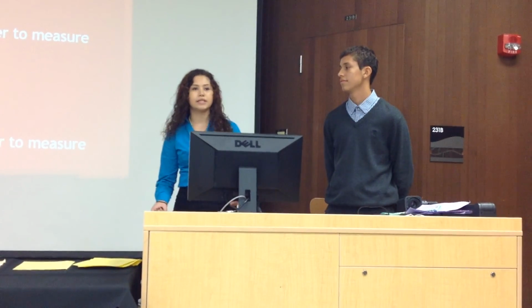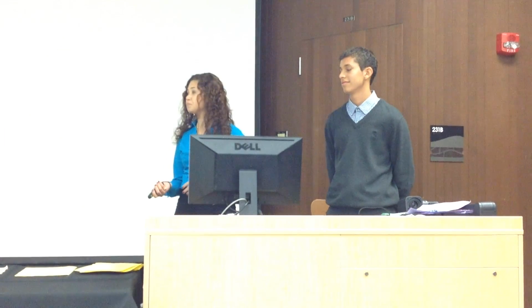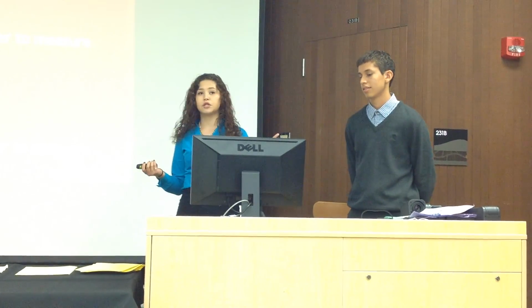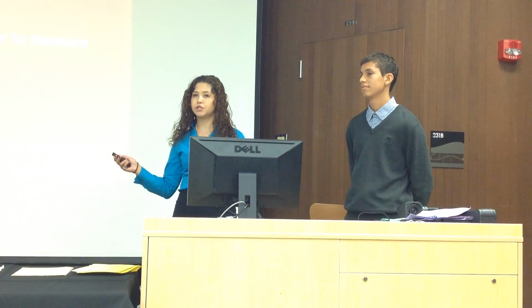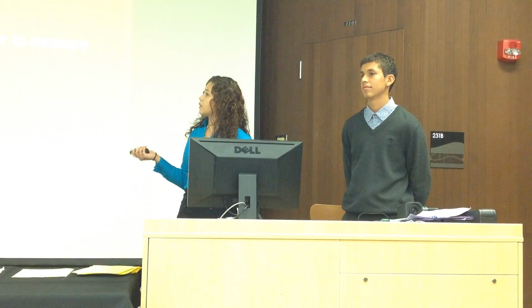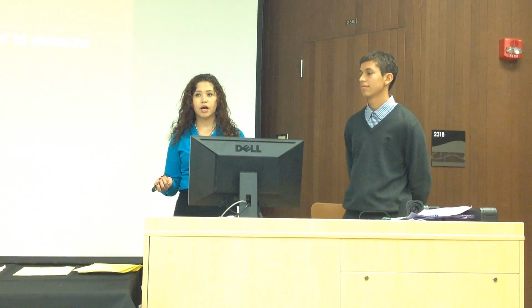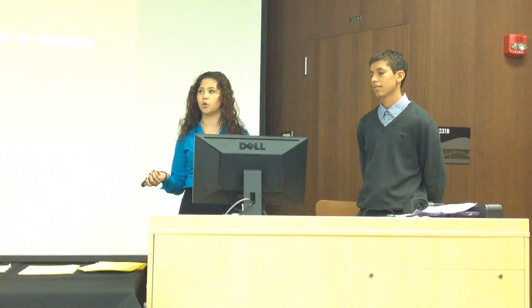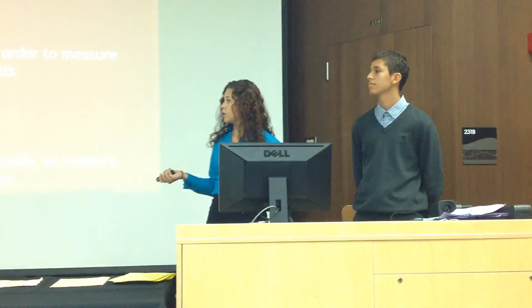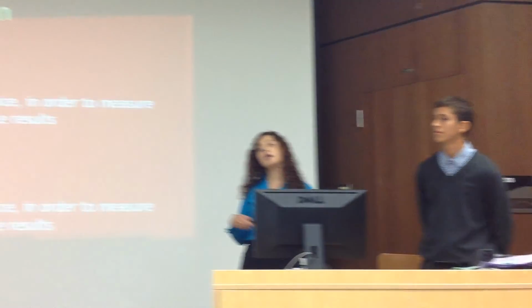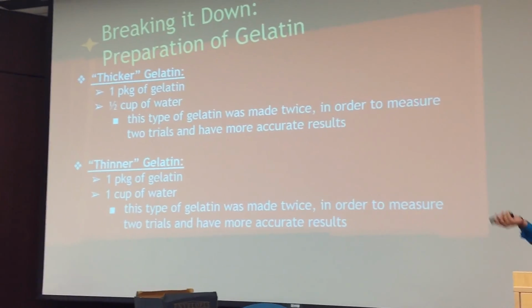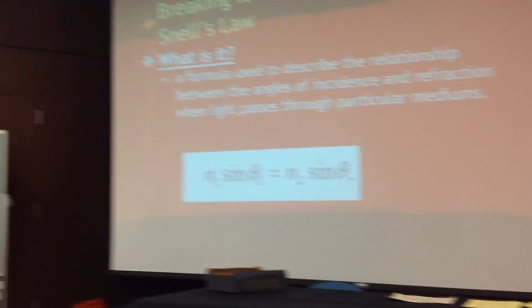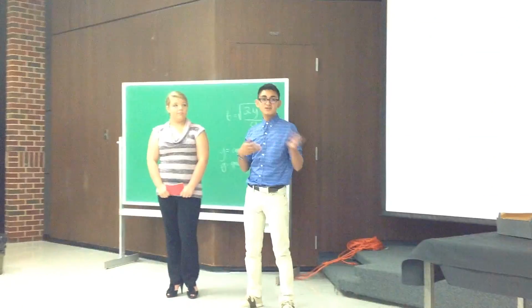Now we're going to break down exactly how we prepared the gelatin. We had 4 different trials, and for 2 of the trials we made a thicker gelatin, and for the other 2 it was a thinner gelatin. To create the thicker gelatin, we used 1 package of gelatin mix, half a cup of boiling water, and half a cup of cold water. For the thinner gelatin, we used 1 package of gelatin, a cup of cold water, and a cup of boiling water. Now, some of you may be asking yourself, why are they doing this?